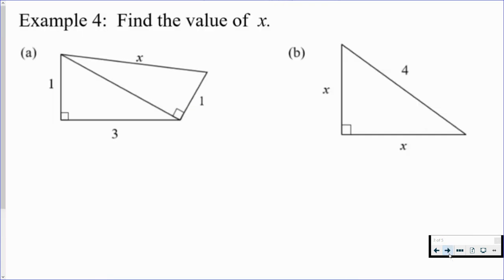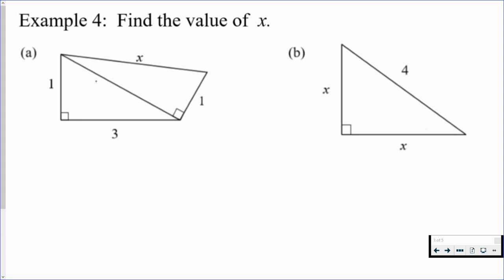All right, let's take a look at a little bit more difficult one. So we're moving along. We're doing something a little bit more difficult this time. For part A, we want to find the value of x. The problem is that we have 2 right triangles. So we actually have to find the hypotenuse in this bottom triangle, which is then a leg of the top triangle in order to get around to find x.